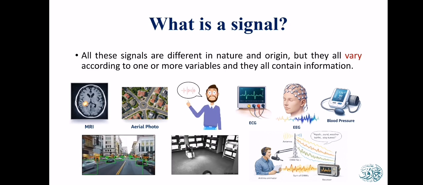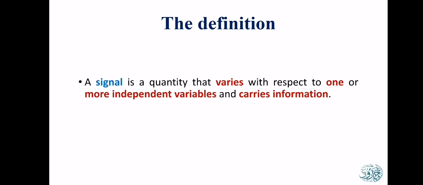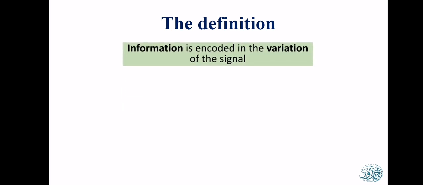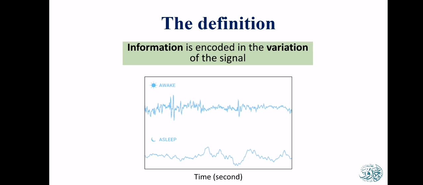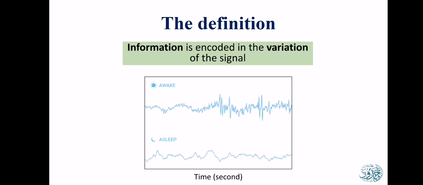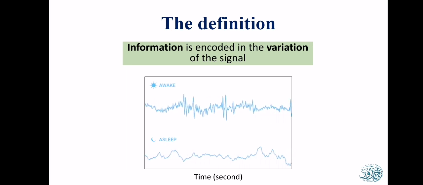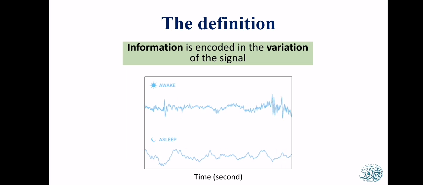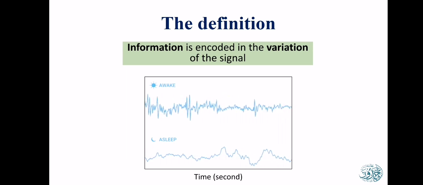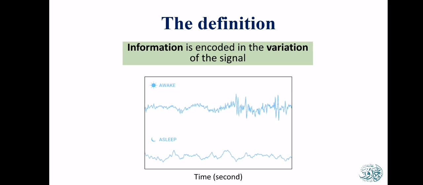Now, from everything we have seen, we can propose a natural definition. A signal is a quantity that varies with respect to one or more independent variables and carries information. This information is encoded in the variation of the signal. So this last word, information, is the key to answer the next question. We study signals because we care about the information they contain.